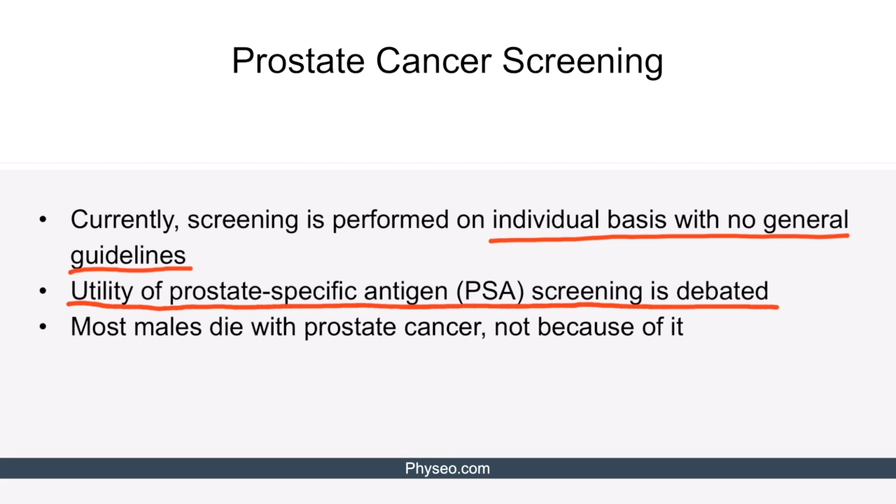Fortunately, most males die with prostate cancer, not because of it. So for clarity, it's not fortunate that they die, but it's just fortunate that prostate cancer isn't the one killing them. Now perhaps that's actually the reason why we don't have a robust screening guideline for the general population. Because after all, what's the purpose of screening? It's to improve life or extend life. And if you're not doing that, then you don't really need to screen. So there's a lot of debate around this.